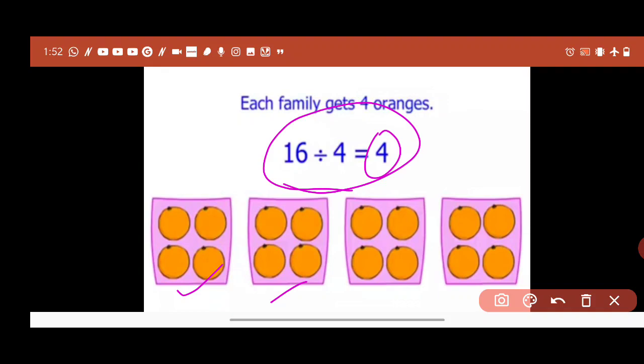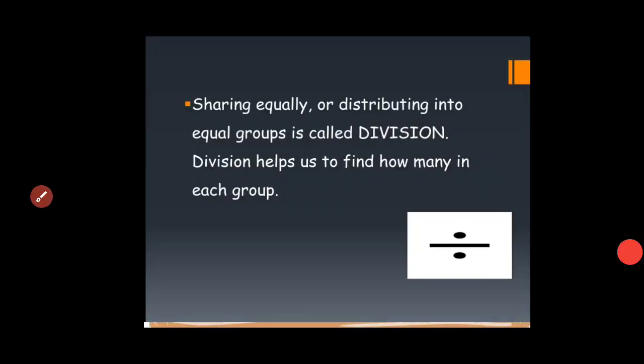Children, in division, we have to use multiplication tables. So you should know the tables by heart in order to divide. As you see, 16 divided by 4, in this we saw that 16 oranges were divided amongst 4 families. And we saw that 4 oranges were there with each family. So basically, sharing equally or distributing into equal groups is all what division is about. Division basically helps us to find out how many of a particular thing is there in each group.